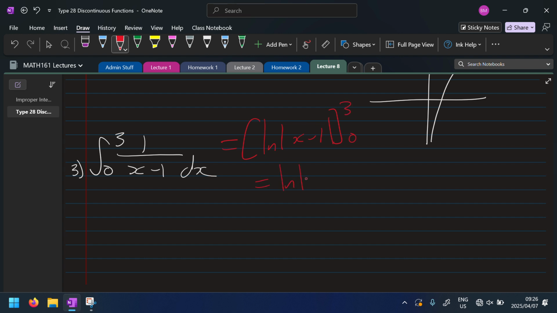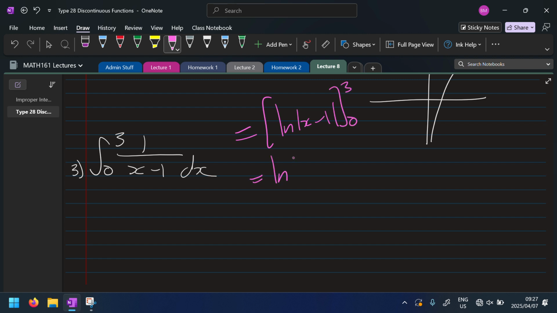So this will be the natural log, 3 minus 1. Can you see the red? No. Okay, let's change the color. I think the pink is... Can you see that? Yes? No? Yeah, okay. So this will be the natural log x minus 1 going from 0 to 3. So natural log, absolute value, 3 minus 1, minus natural log, absolute value, 0 minus 1.